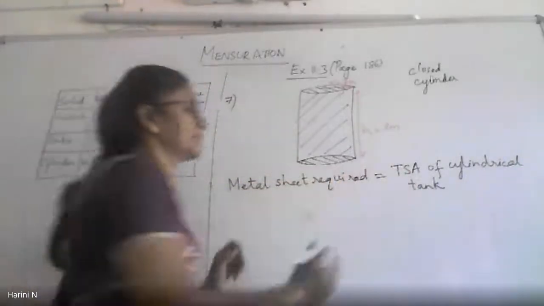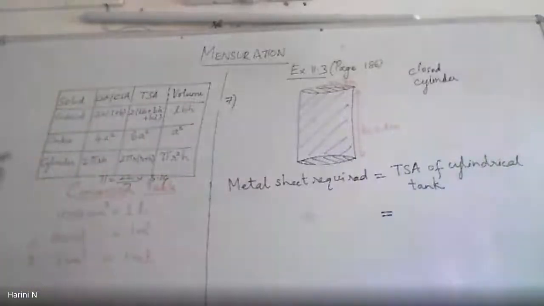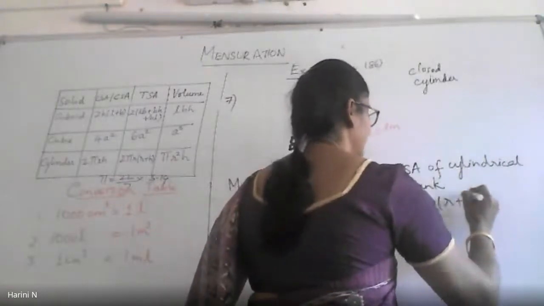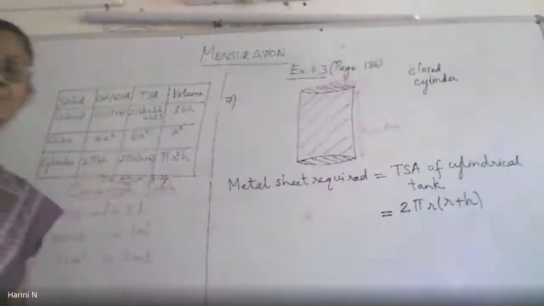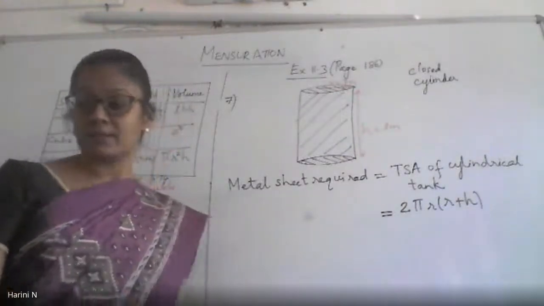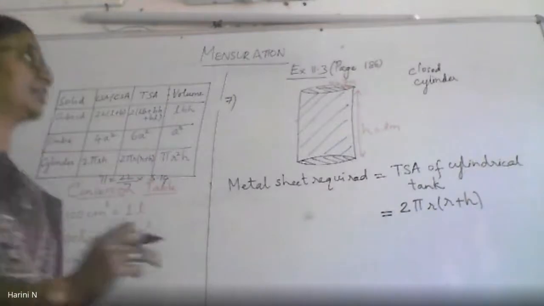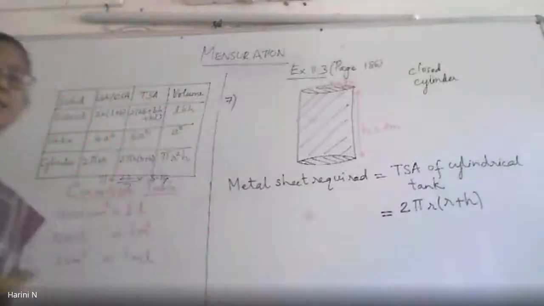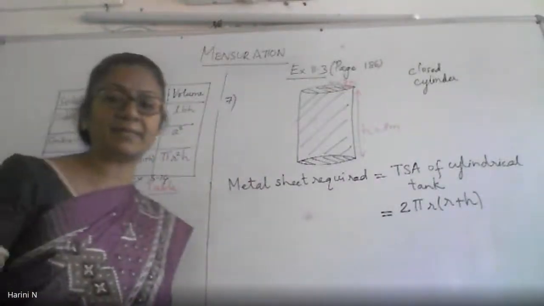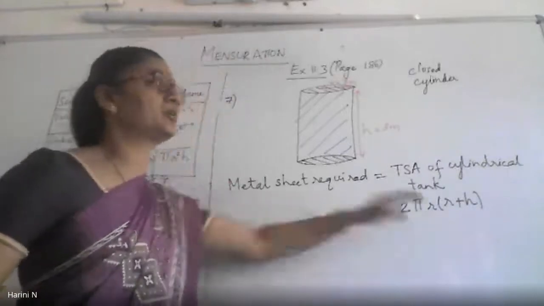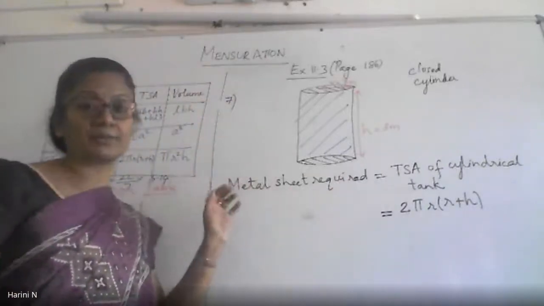Alright, so what is the TSA of a cylinder? We have to go back to our formula. The TSA of a cylinder is 2 pi r times (r plus h). This you must know, my dear children. I am not going to give you the formula in the exams. You must know it by yourself, so please learn them by heart. Now that you are given that the radius is 7 and the height is 3, you have to substitute it there to find the TSA. And that TSA will be exactly equal to the metal sheet which is required to cover the tank.